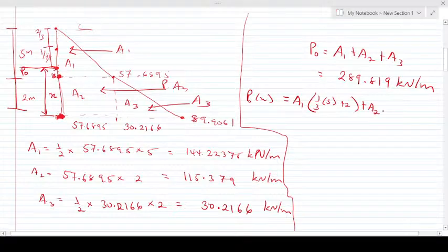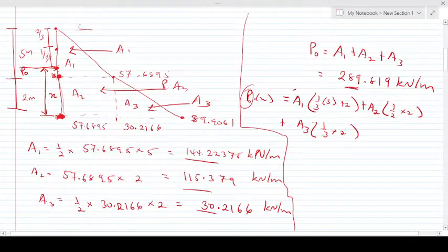Then now we have A2. A2 also takes a moment about this point, and since it's a rectangle, it's simply half of the distance, so half of 2, plus A3. This A3 is also taking a moment. This is a triangle, so again, 1/3 of 2. You already know what A1, A2, and A3 are, you've calculated them, so you substitute that inside. And you know what P naught is as well, you've already calculated it. So now the only unknown parameter is your X.